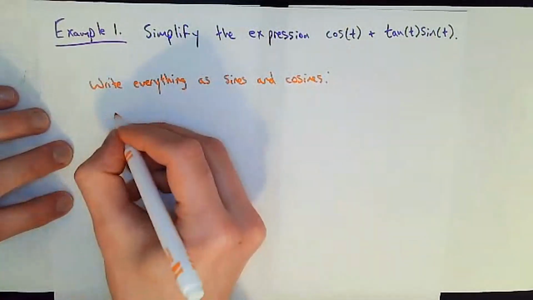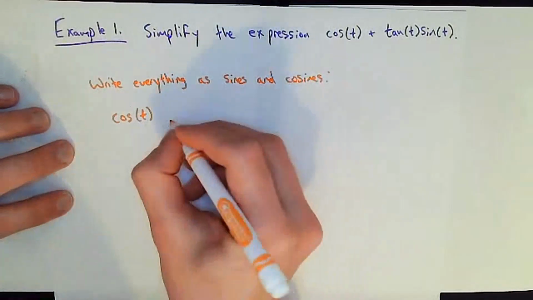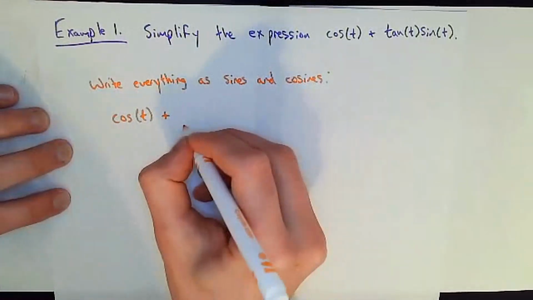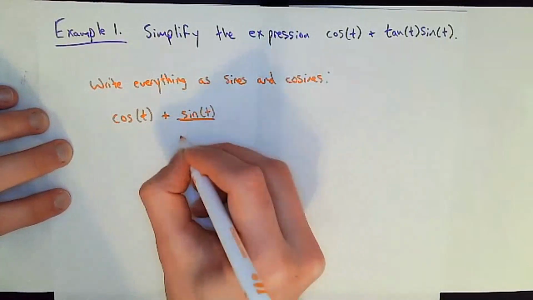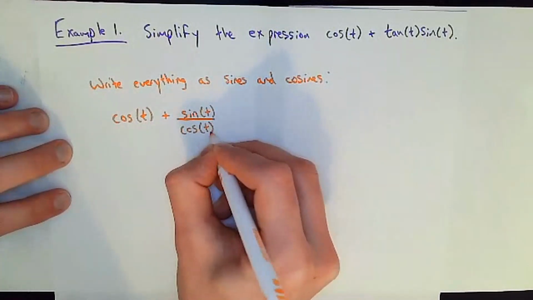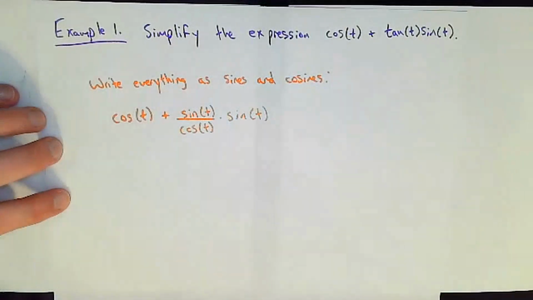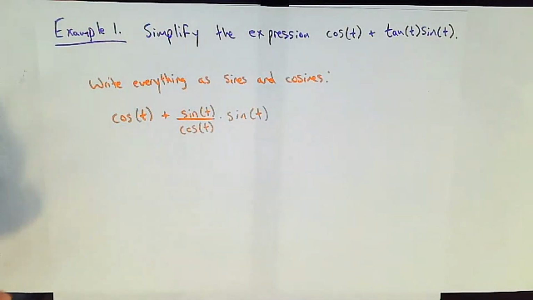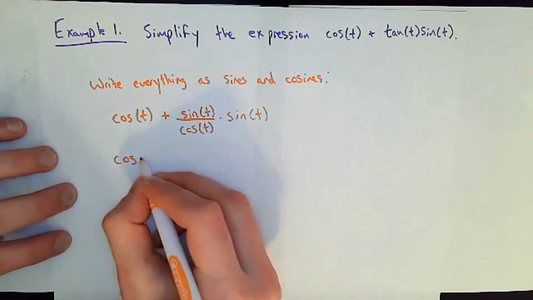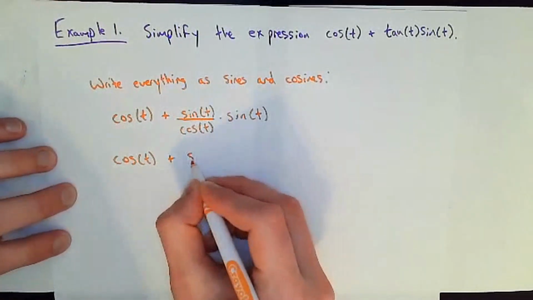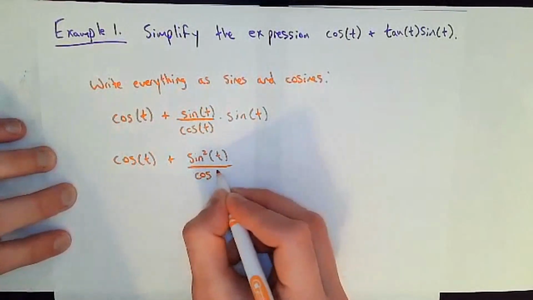Put a colon there. So obviously cosine is already written as a cosine. Now here comes tangent. Tangent is the same as sine over cosine. And now I've got that extra sine attached here. So you see I've written that tangent as sine over cosine. Now I'm going to do some cleaning up. I'm going to say, okay, that's the same as cosine of t plus sine squared of t over cosine of t.